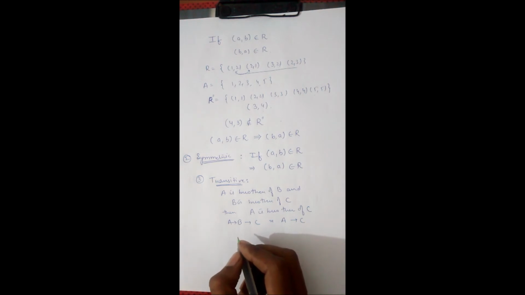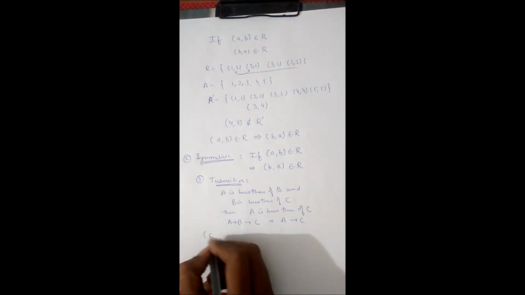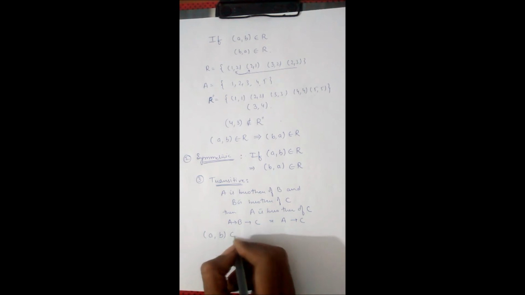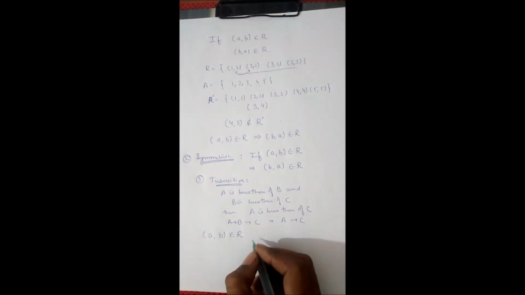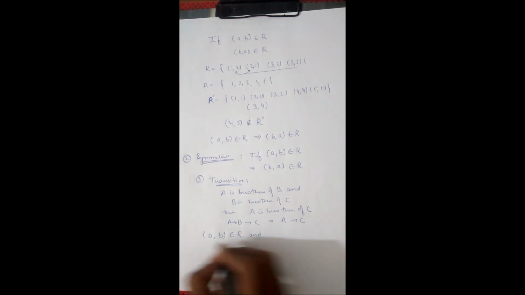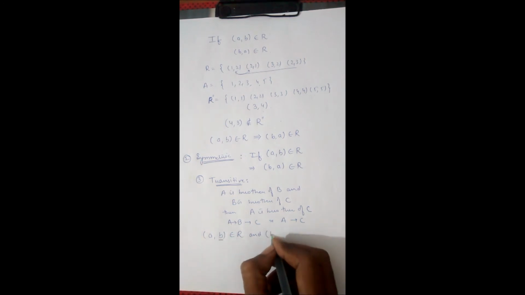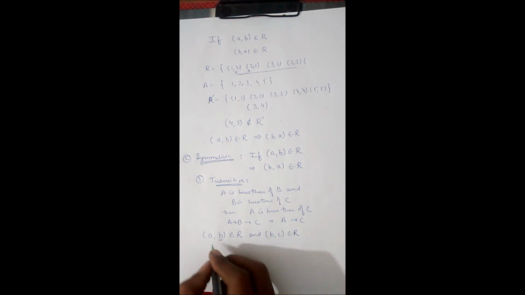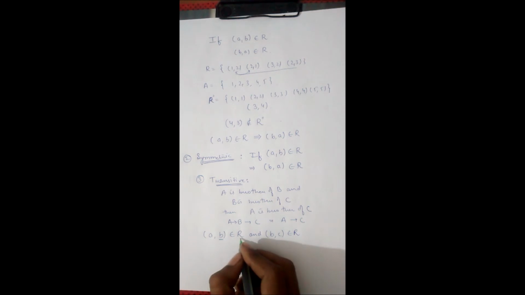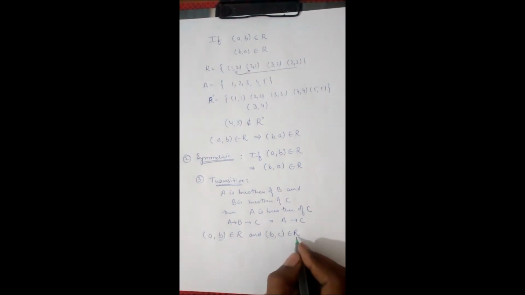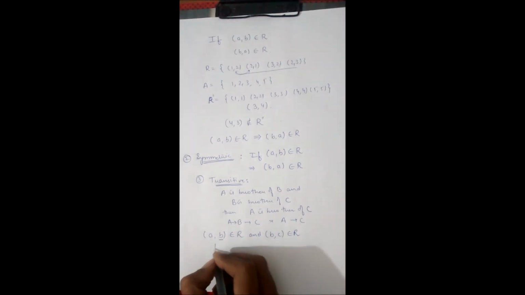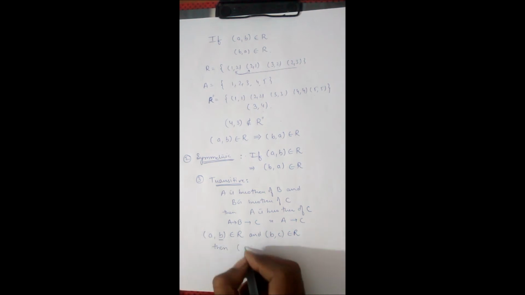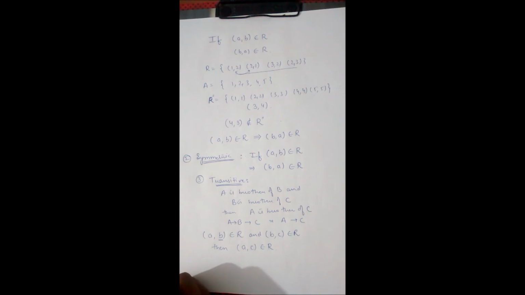Now in the elementary form, if I have a pair A comma B belonging to the relation R, I need two pairs, but the condition will be this element will become the first element in the second coordinate pair. Clear? If I have A comma B belonging to R and B comma C belonging to R itself, then I must have A comma C also in the relation R.